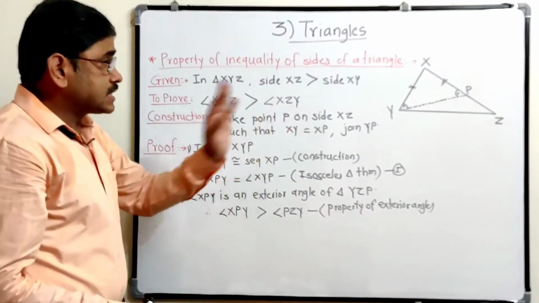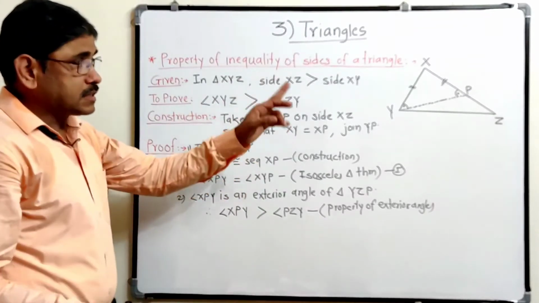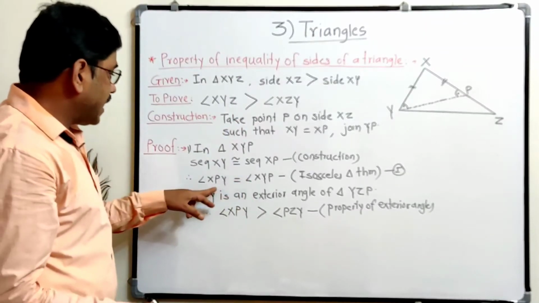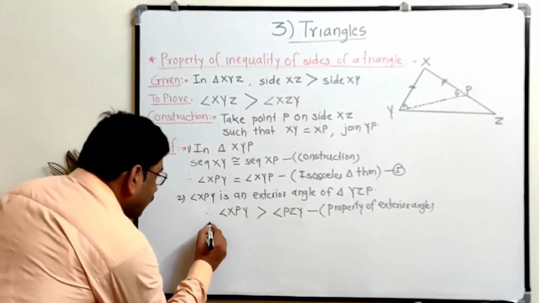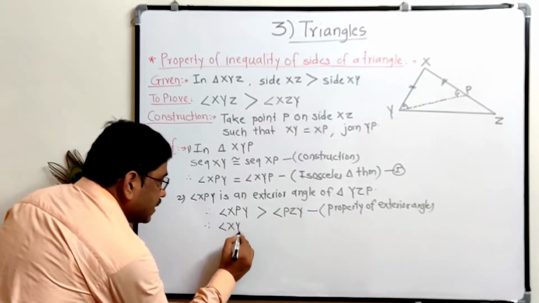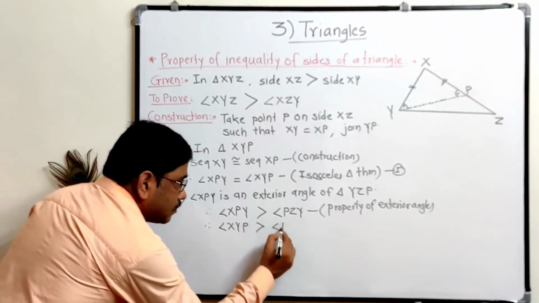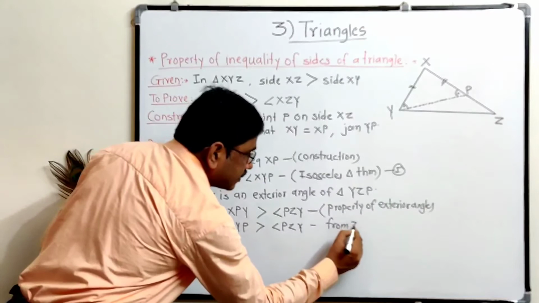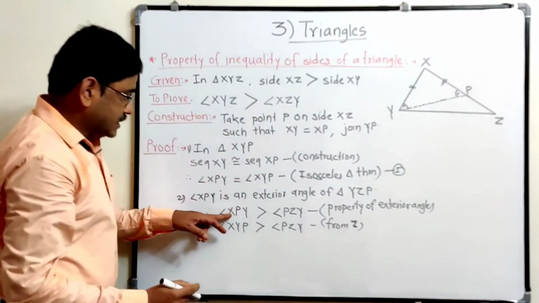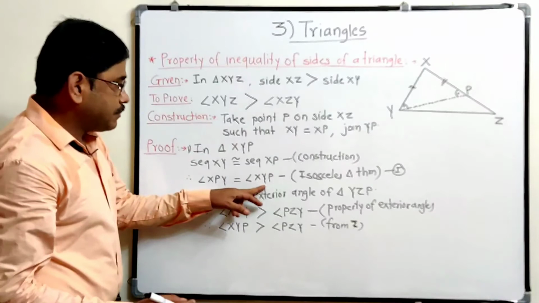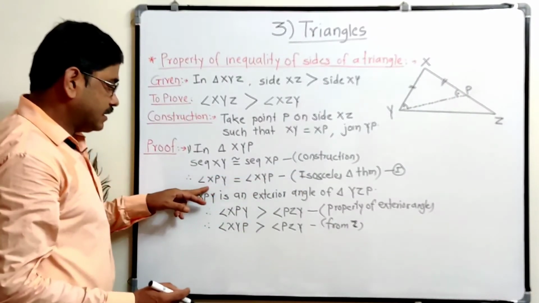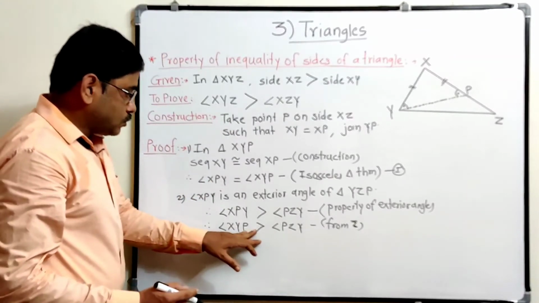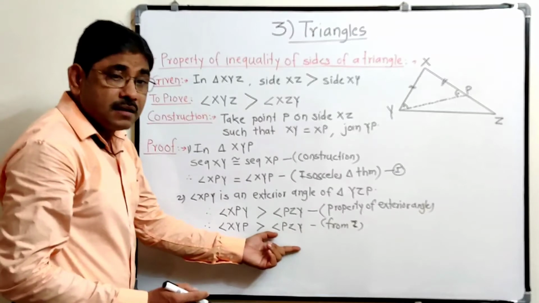Now this PZY, XPY is greater than it, but from 1, XPY is equal to XYP. Therefore from 1 what can we write? Angle XYP is greater than angle PZY. Here the reason is from 1, because both are congruent. Is it clear? XPY and XYP both are congruent by 1. Therefore from 1, instead of XPY substitute XYP. Now XYP means the left hand side is greater than the right hand side.